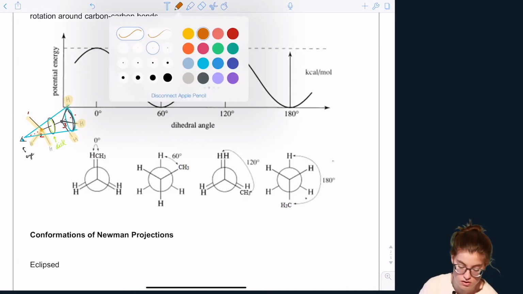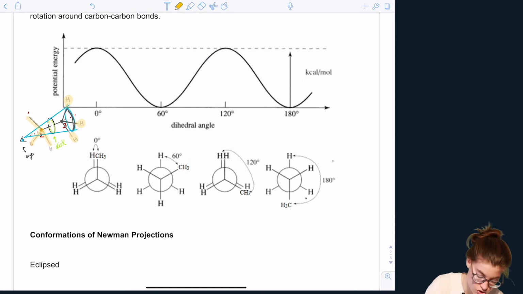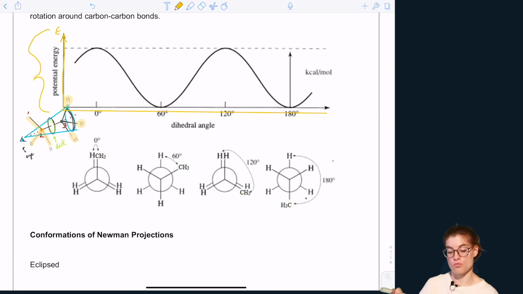So what's important to notice is this energy diagram here. This axis, the y-axis, represents potential energy, and the x-axis is as we are rotating, in this case, the front carbon. Although it doesn't matter, we could have rotated the back carbon and kept the front carbon still, we would have gotten the same thing, okay? Typically, when I'm working with Newman projections, I keep one of the carbons, either the back one or the front one, still, and I rotate the other one, okay?